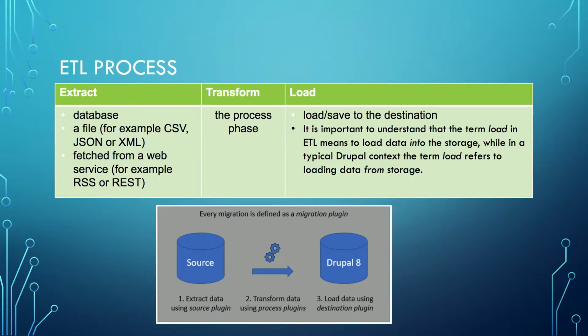So this is the graphical presentation. On the bottom, there's a source. You extract data using a source plugin. There are a lot of source plugins available from core, and there are also contrib modules. Then you transform data using a process plugin. It's the same thing: some are provided by core, and some are contrib, or you can write your own custom one. The last one is loading the data using a destination plugin. There are a lot of plugins out there for destinations, for files, or any entity types.